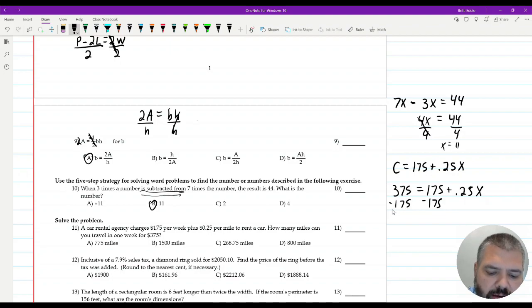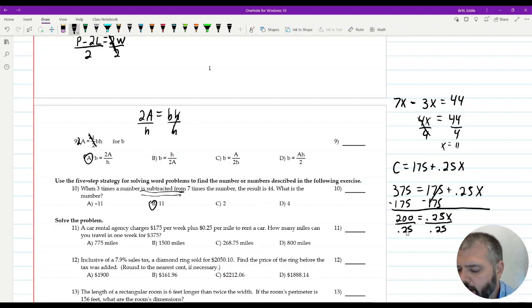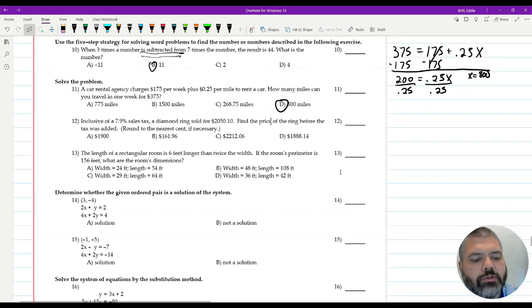We're going to subtract 175 from both sides. That's going to leave me with 200 equals 0.25x. You may want to use a calculator here. You don't have to, but divide both sides by 0.25. All right, and I'm going to check my answer. 200 divided by 0.25, and I got 800. So x equals 800. So that means I can go 800 miles for $375 at that travel agency.